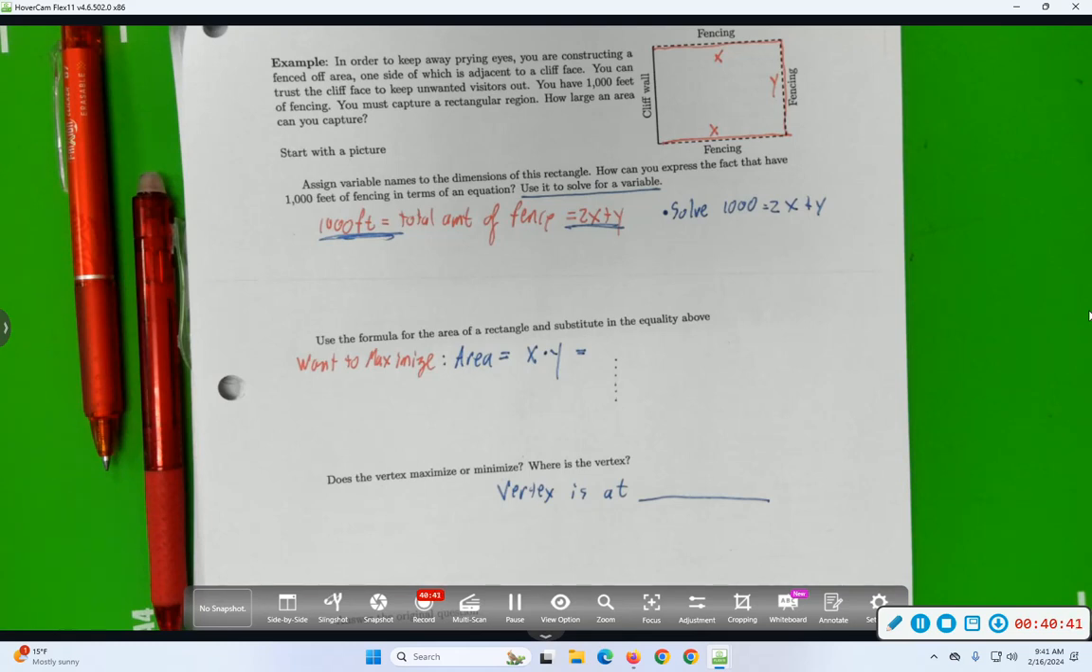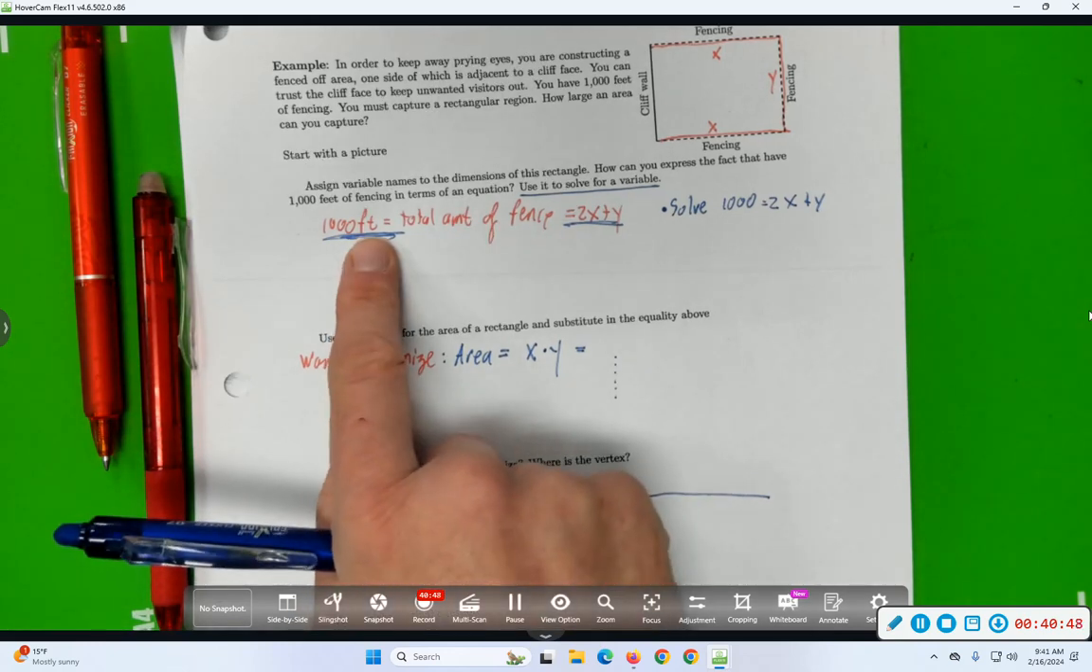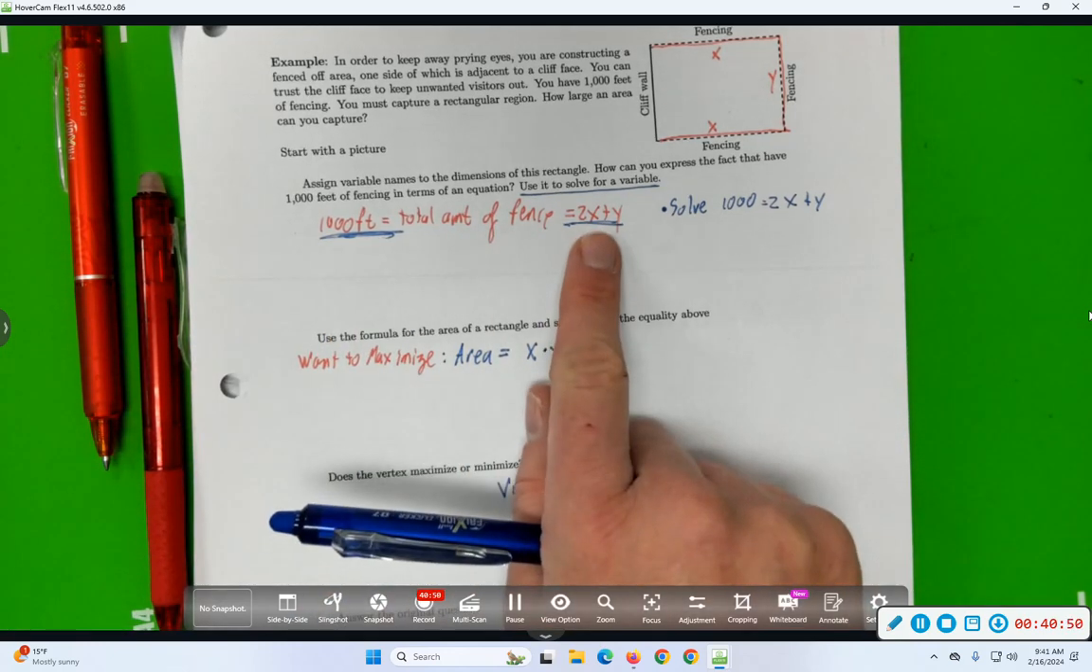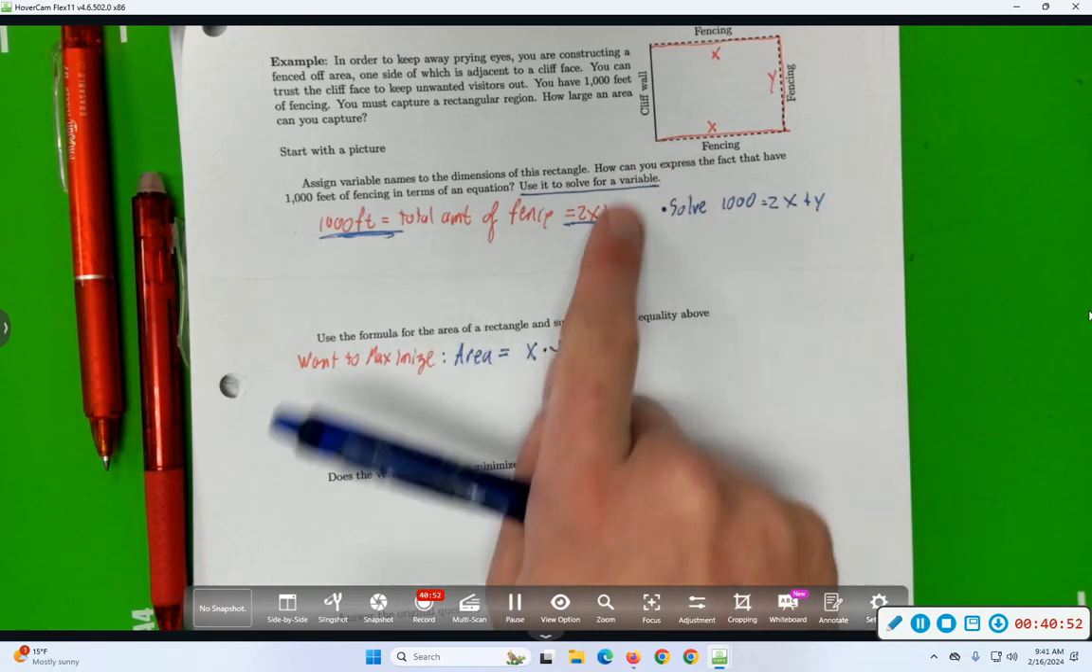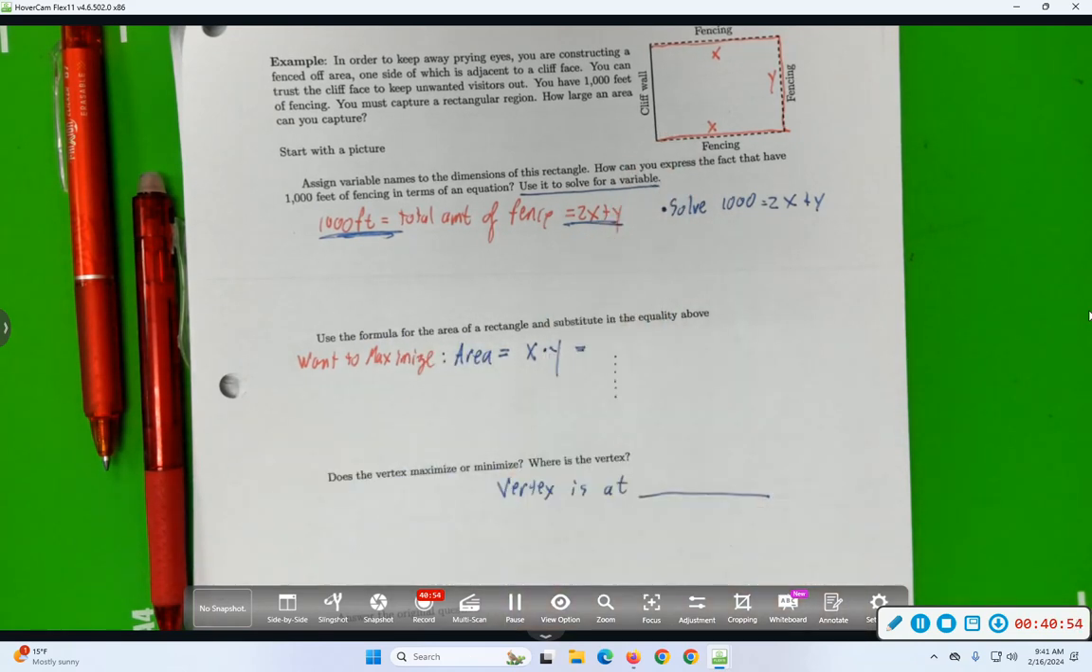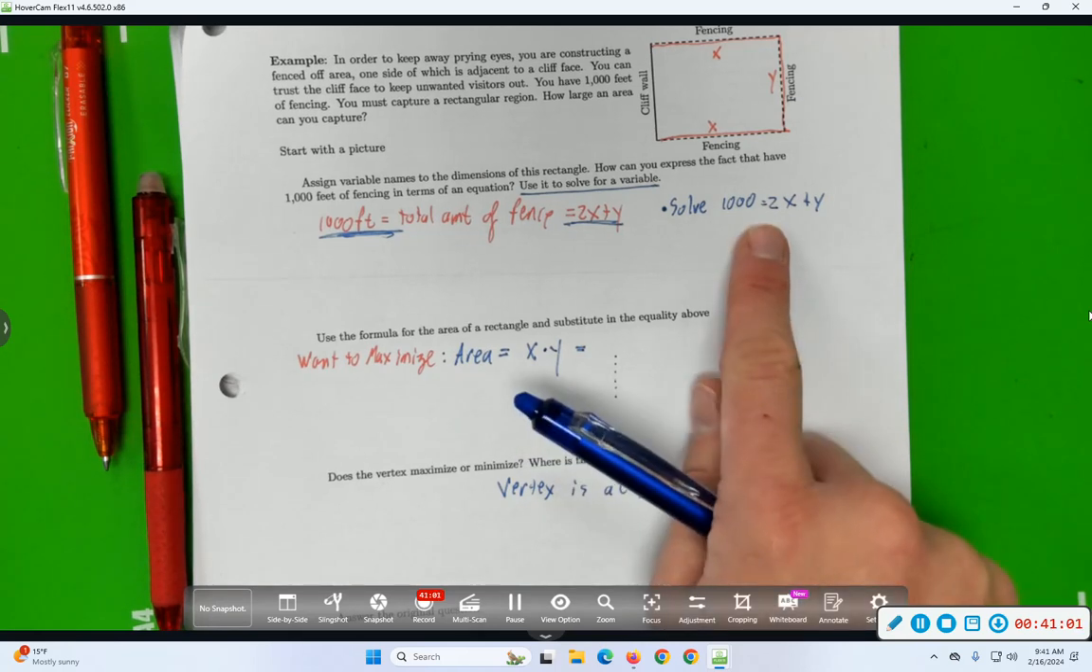Cool. What do you think? Should we come together? Yeah, so let's start with this. We've got the 1,000 feet of fencing, so that's the amount of fencing you're going to use. If you make the choice x and y as in that diagram, you'll use 2x plus y. I guess the units should be feet of fencing. So those two better be equal.